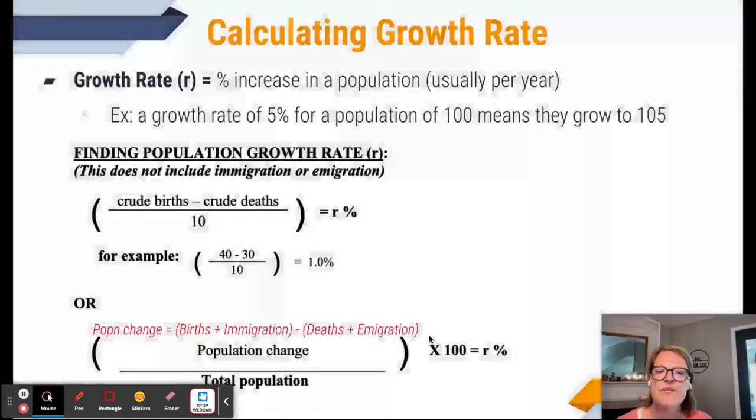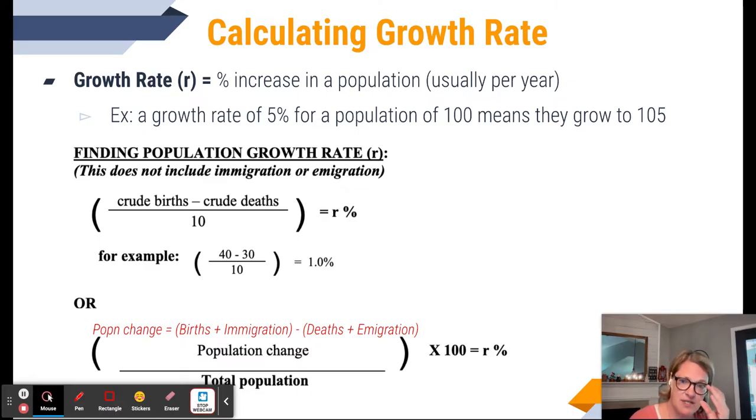All right, so growth rate equals R. Again, that's the letter that we use to denote growth rate, and it's the percent increase in a population. Usually when we're talking about growth rate, we're talking about per year. What's the annual growth rate? They don't always say annual though, so sometimes it gets a little confusing, so don't be confused by that. An example: a growth rate of 5% for a population of 100 means they grow to 105 the next year.